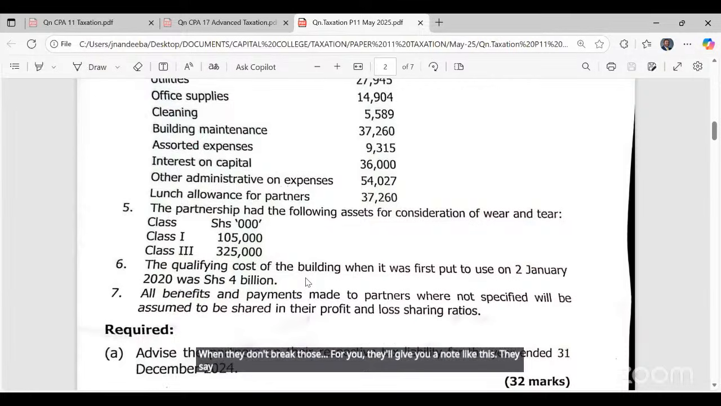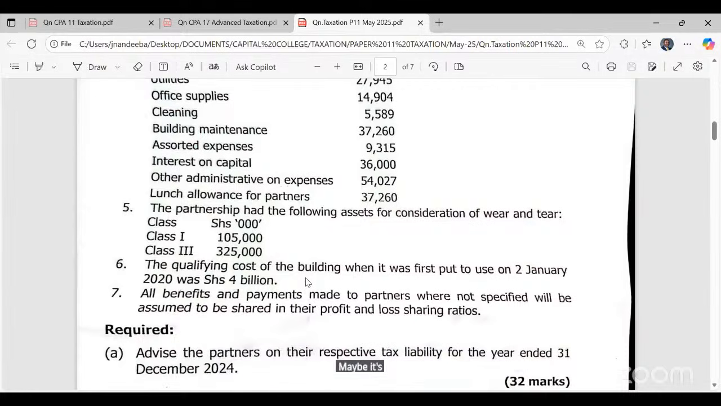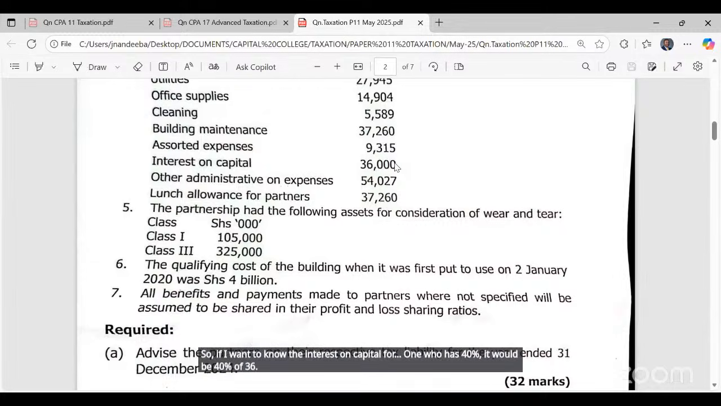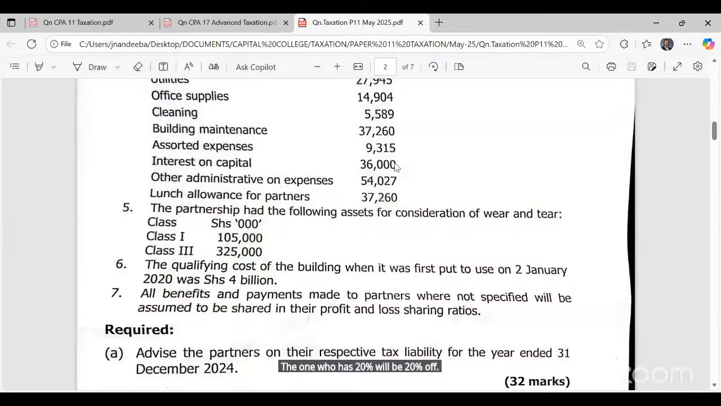They say, all benefits and payments made to partners, where not specified, will be assumed to be shared in their profit or loss sharing ratio. So if I want to know the interest on capital for one who has 40%, it will be 40% of 36. The one who has 20% will be 20% of that. And then I will earn 3 marks on that interest on capital. What do I do? I first add it back, I subtract it in the adjustments, and then take it to the individual account. The same applies to the salary. I first add back the salary of the partners, I come and subtract it in the adjustments, I take the salary to individual accounts. That is how it is.